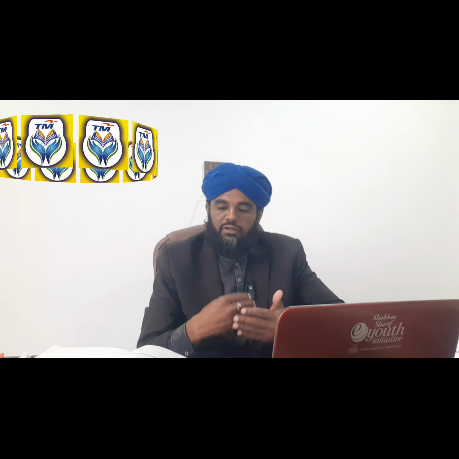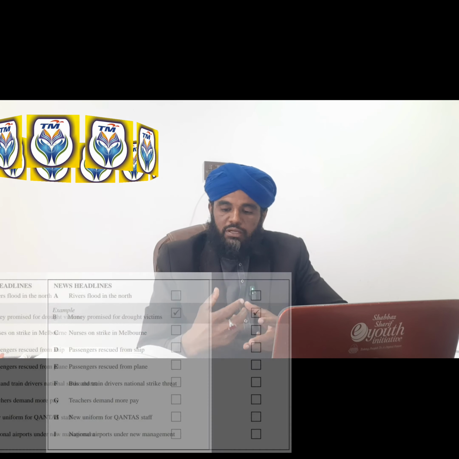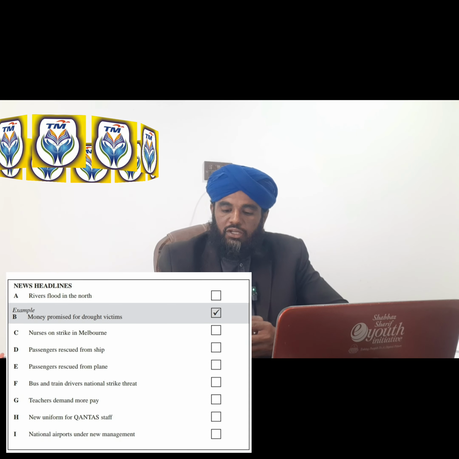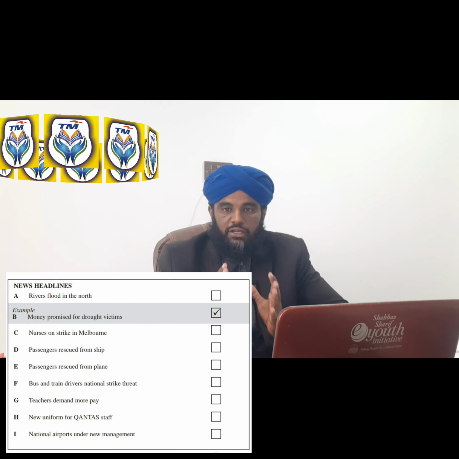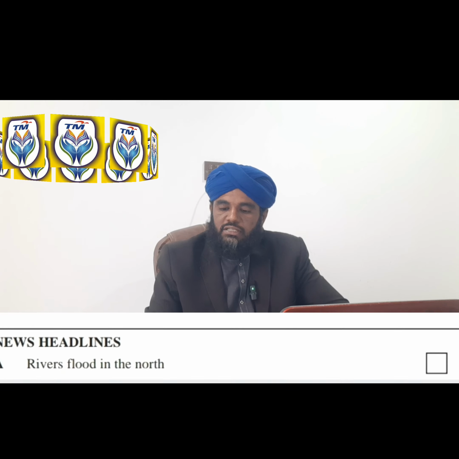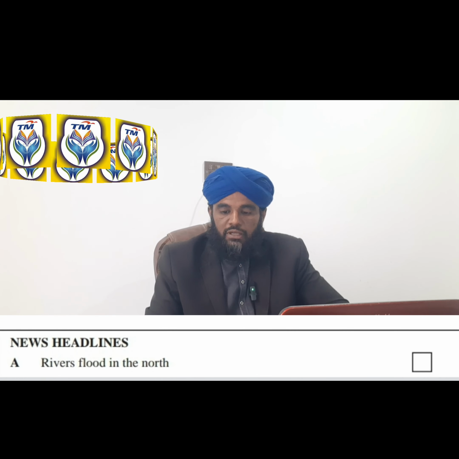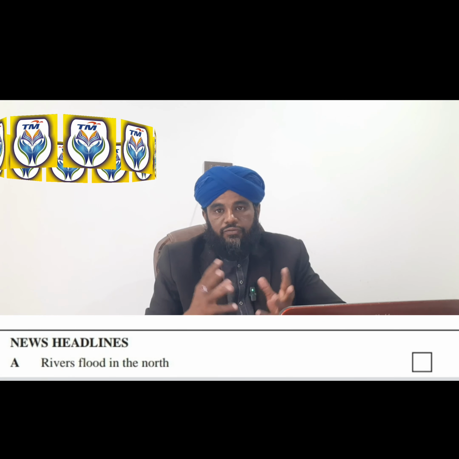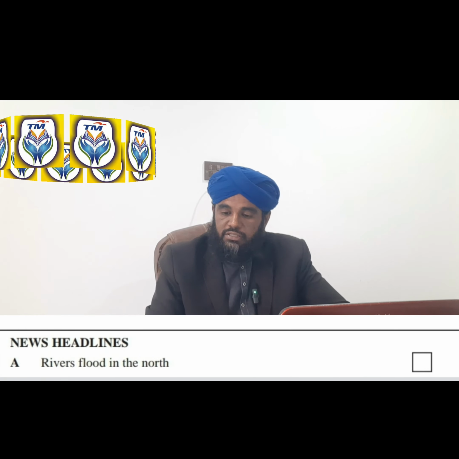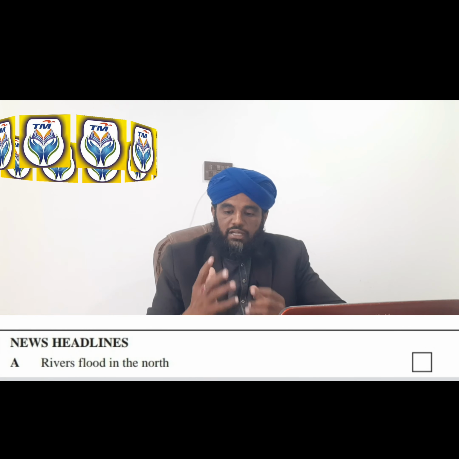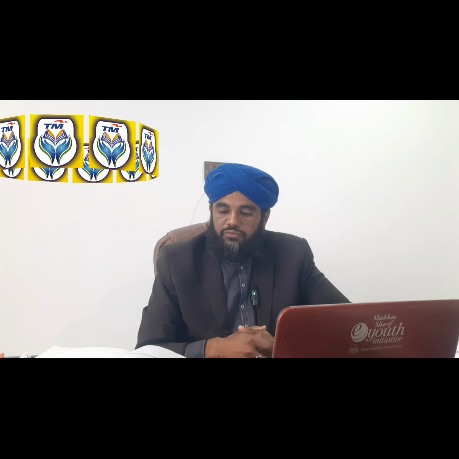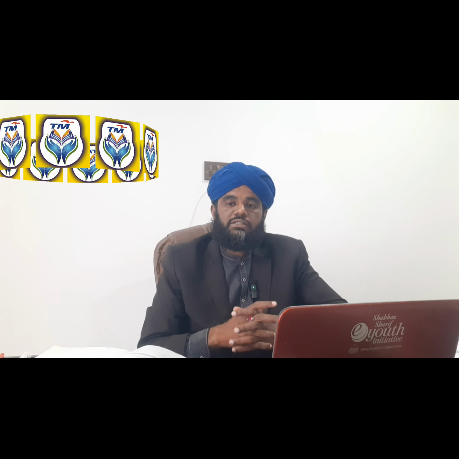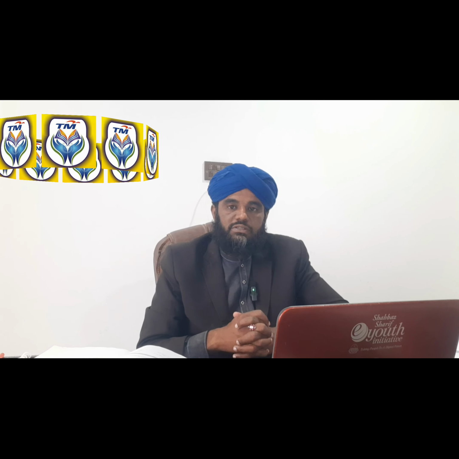News headlines. All of the information has been given in the lines which have been labelled with the capital letters from A to I consecutively. So the first line is A. A is: rivers flood in the north. This line shows there may be some kind of river flood in the north. North is the area, a direction. B, as an example: money promised for drought victims. It is also showing that some money has been promised for the victims.